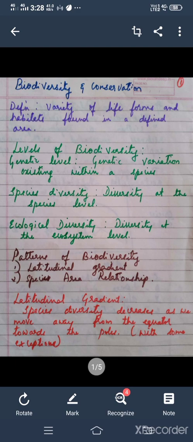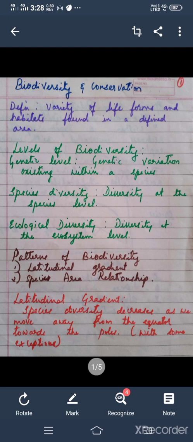So coming to the definition of biodiversity, it is defined as variety of life forms and habitats found in a defined area. It means different types of living organisms. It may be unicellular or multicellular, plants or animals. These types of organisms which are found in a specific area or specific ecosystem and in different types of habitats, that is called as biodiversity.